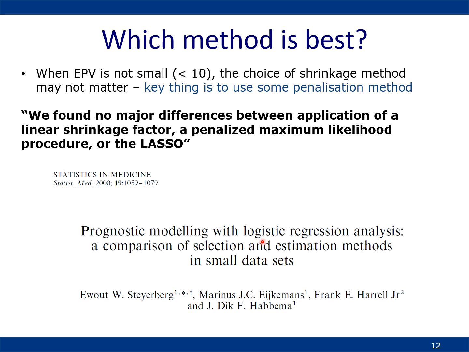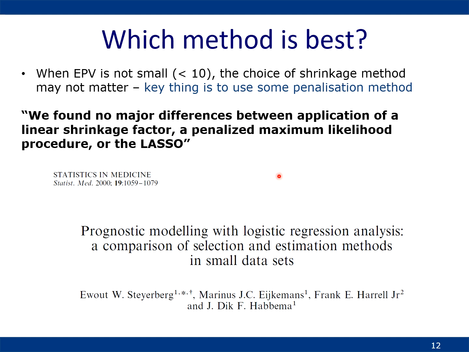So here's a paper by Ewout Steyerberg and colleagues comparing different penalization methods, and in their particular data set they found no major differences between application of a linear shrinkage factor, a penalized maximum likelihood procedure, or the lasso. Okay, so linear shrinkage factor is just our uniform shrinkage.